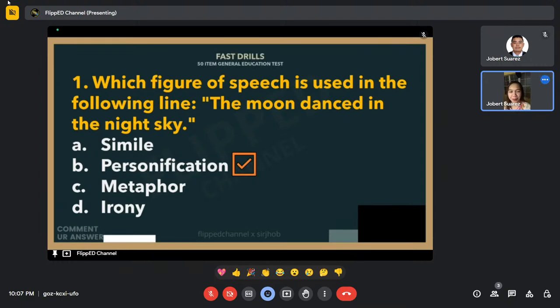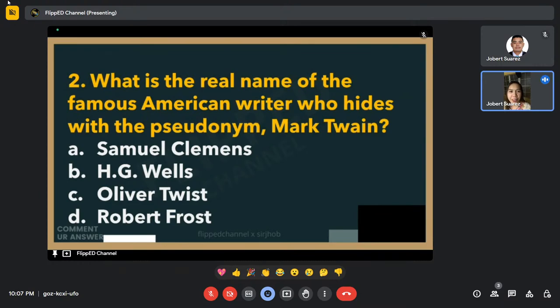Let's proceed with number two. What is the real name of the famous American writer who hides with the pseudonym Mark Twain?